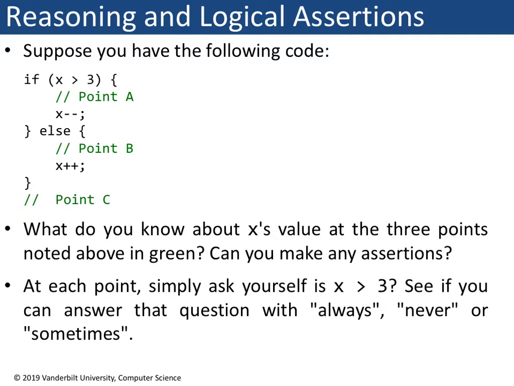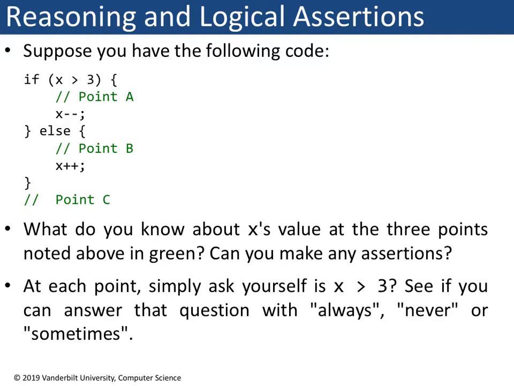So let's ask the question, what do we know about the value stored in x at each of the points A, B, and C? Can we make any assertions? Can we make any guarantees about the value of x? And these guarantees should take on the form always, never, or sometimes. So, at each of these points, what can we say about x is greater than 3? Is it always, never, or sometimes greater than 3 at point A?